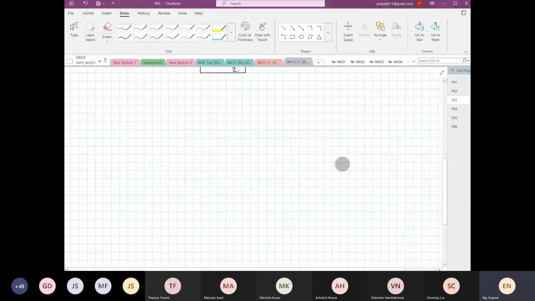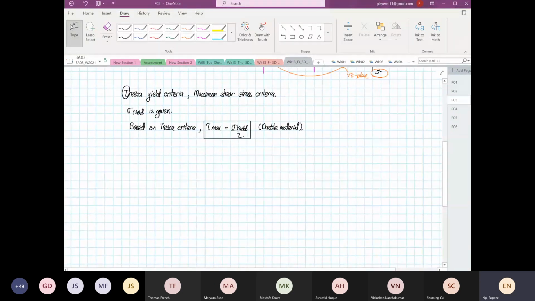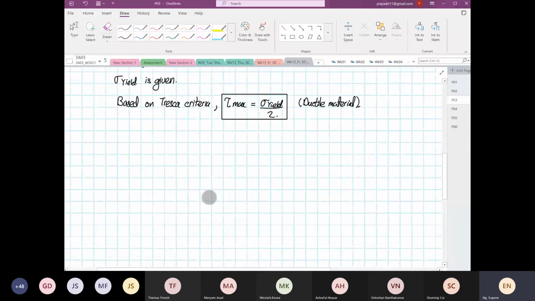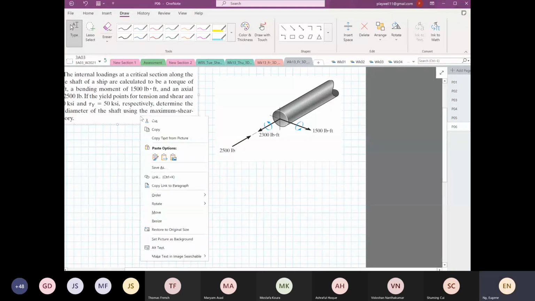So what I'm going to do next, I see how much space I have, quite a bit. I'm going to do one problem that uses the maximum shearing stress criteria. So this is our example number 2, and you have seen this example before. I will show you the example. I'm going to copy.